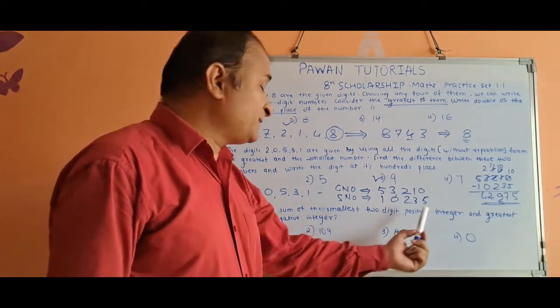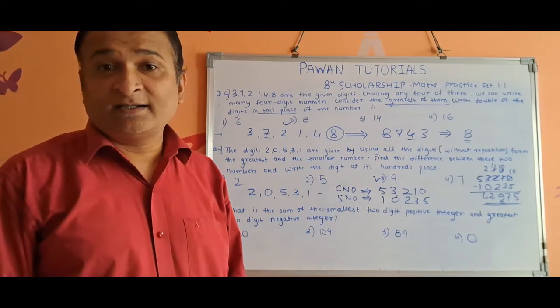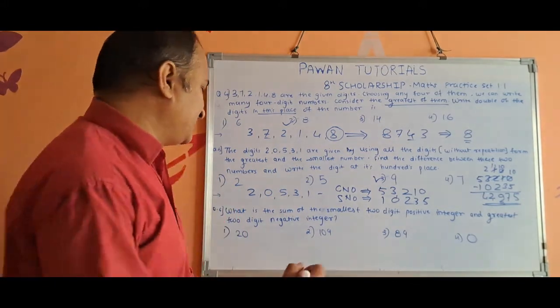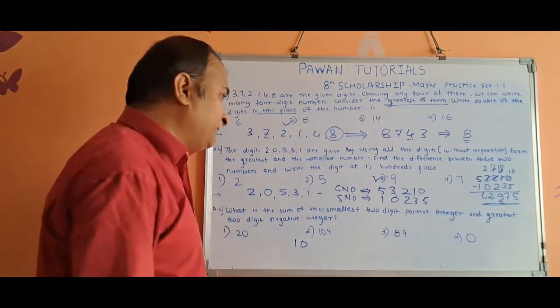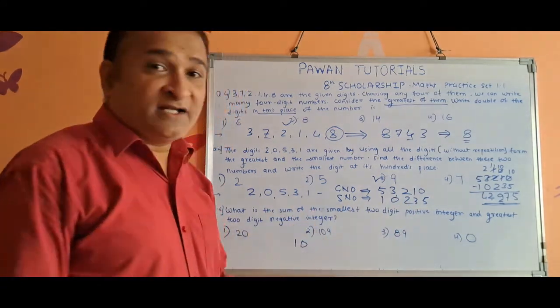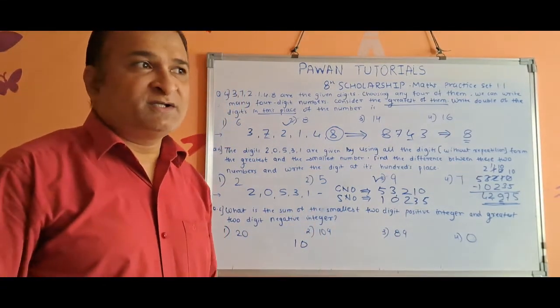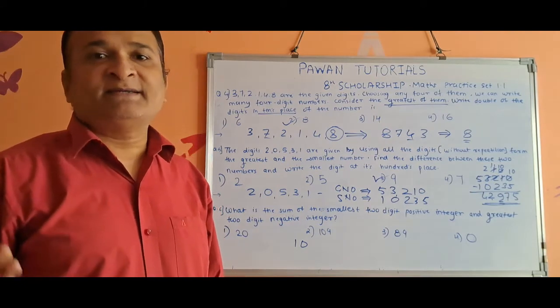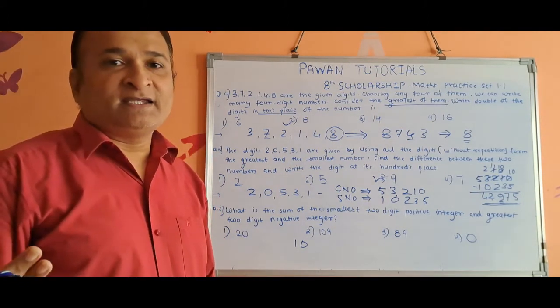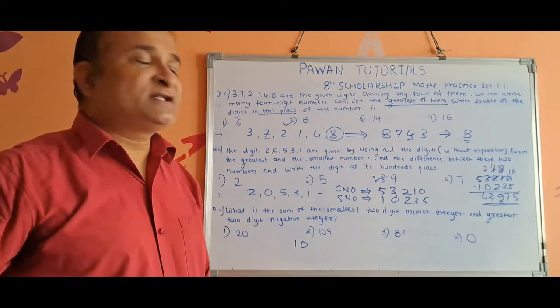Yes, the smallest 2-digit positive integer is what? Yes, it is 10. Yes or no? And what about the greatest 2-digit negative integer? Negative integer means what? Minus 1, minus 2, minus 3, minus 4, minus 5. Yes or no, students? Minus 6, so on and so forth.